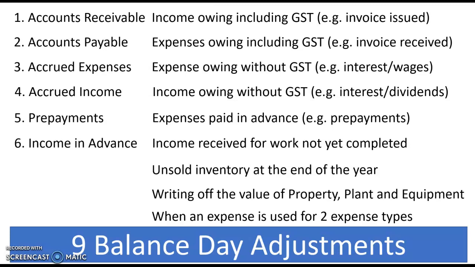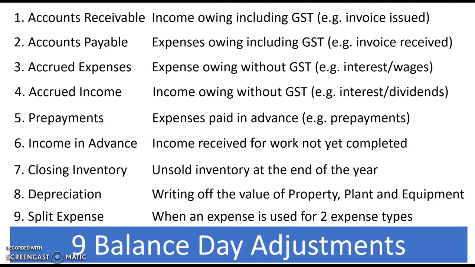Unsold inventory at the end of the year. It's closing inventory. We're going to put that on the debit side as a current asset and on the credit side as a negative COGS. Depreciation, you knew that one, writing off the value of the property, plant, equipment. This is as it ages, its value becomes lower. So we write that off plus the depreciation plus accumulated.